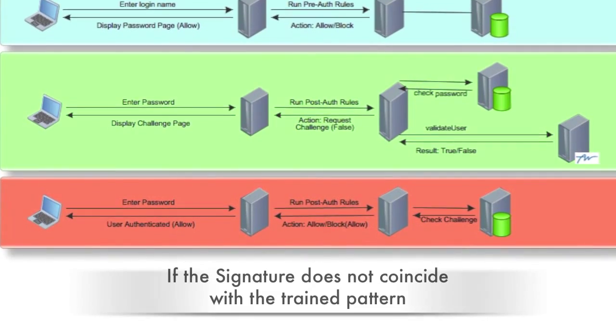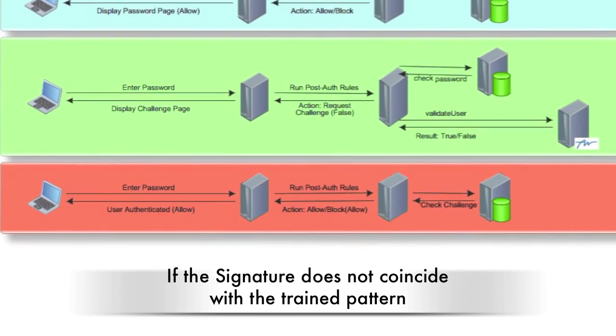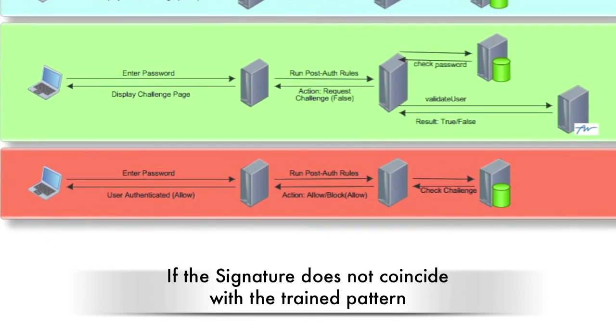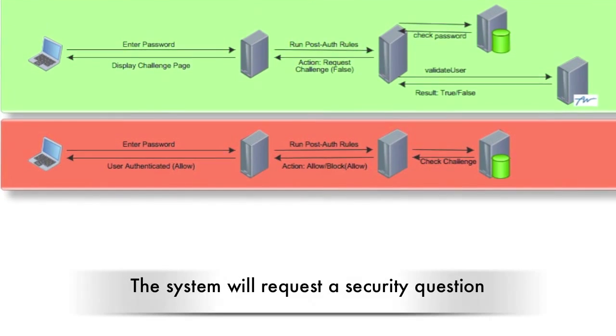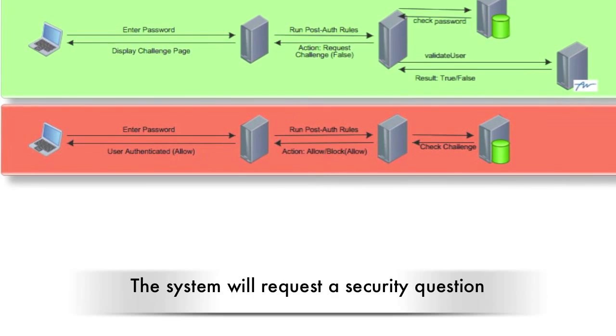If AuthenWare detects that the typing signature does not coincide with the user's trained pattern, the system will request the user to answer one of the security questions that were entered during the initial login process.